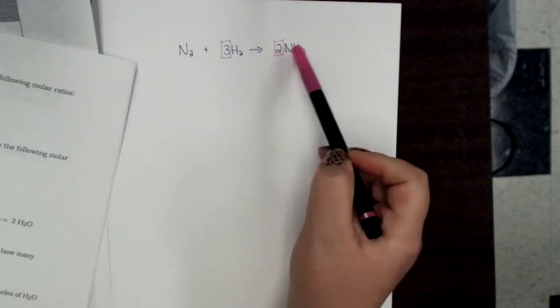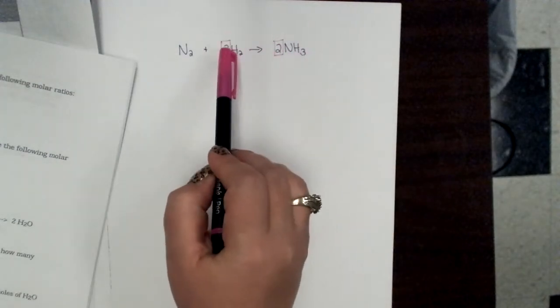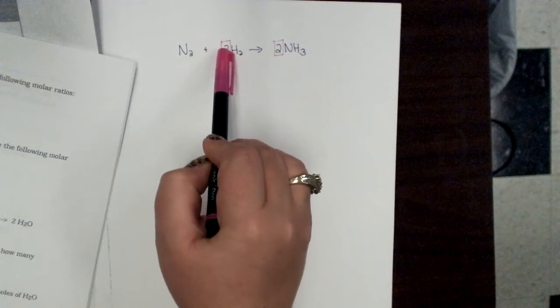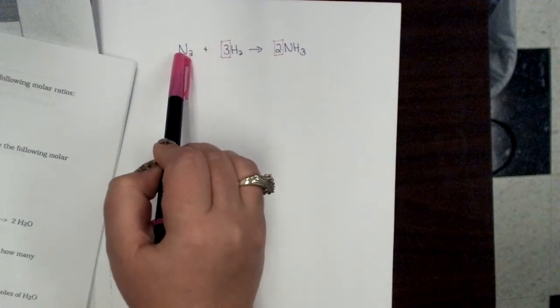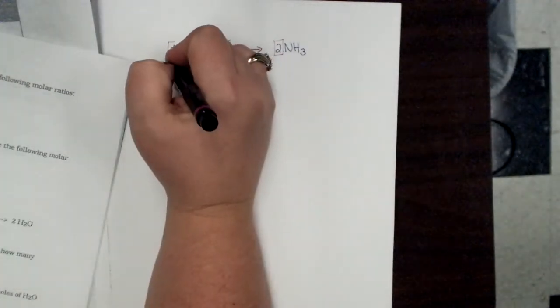Okay, so we know we have 2 moles of the ammonia. We know we have 3 moles of hydrogen because this 3 tells us that. And then right here where the N2 is, we've talked about in class how this is an understood 1. We don't write that 1, but you and I both know that that blank means that there's a 1 there.